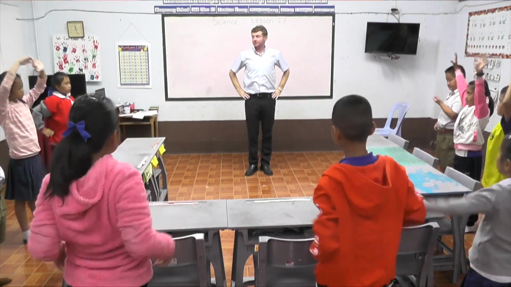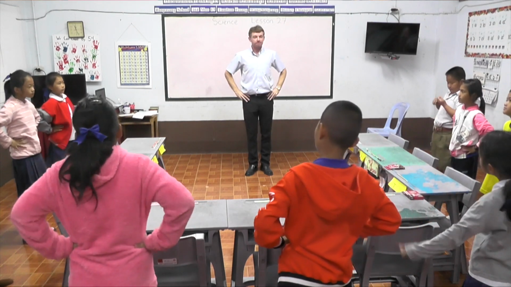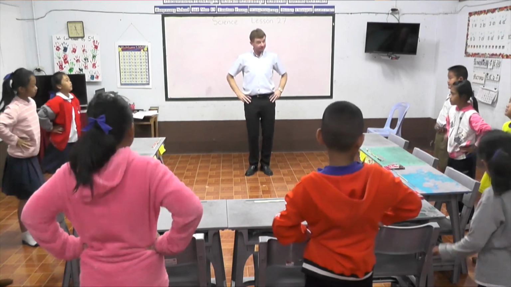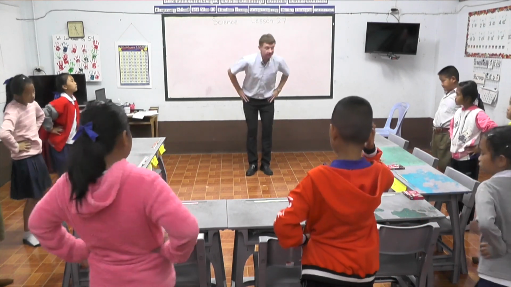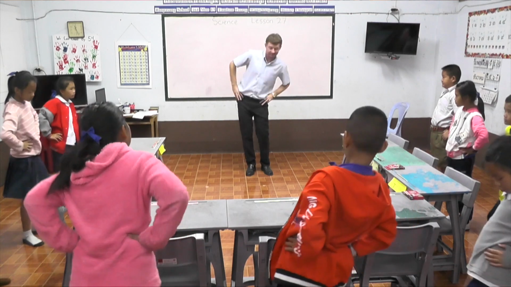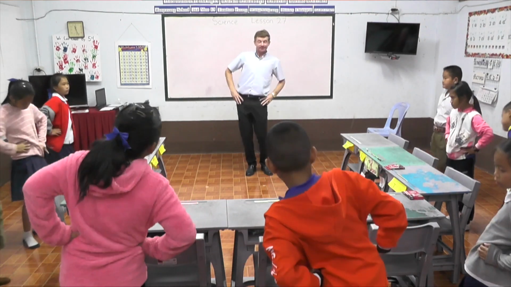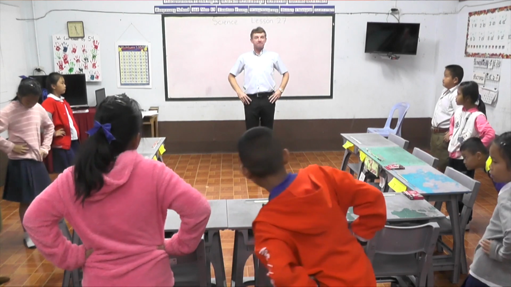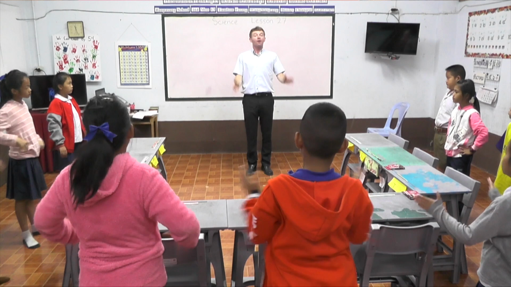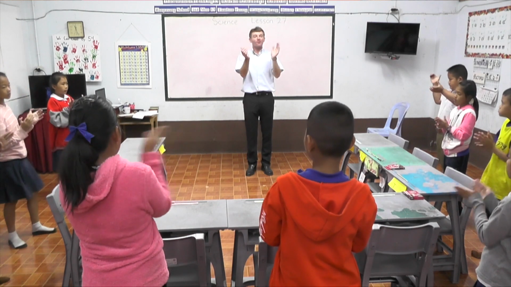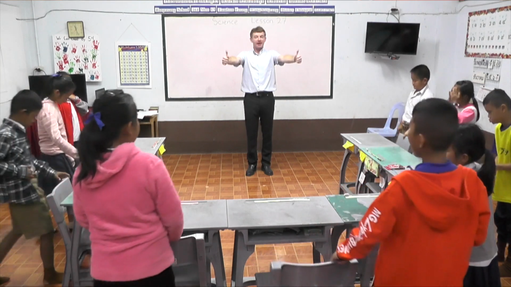Hands on hips. Give it a little wiggle. Stop. Forwards and backwards. Stop. Round and round. Stop, round and round, stop, and to finish we'll do 10 claps, 1, 2, 3, 4, 5, 6, 7, 8, 9, 10, excellent guys, please sit down.